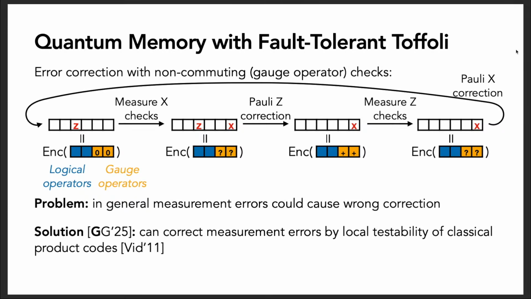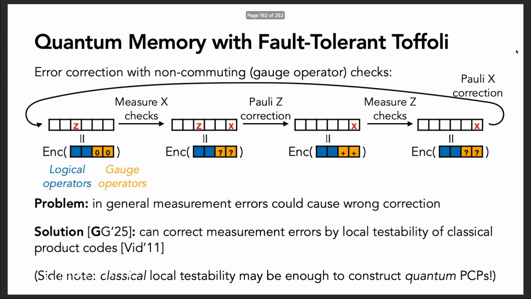Fortunately, we're able to solve this issue using an observation from a previous work with Venkat: because these classical multivariate polynomial evaluation codes are locally testable, like these classical product codes are locally testable, we can use classical local testability to correct any measurement errors that happen during our measurement of the X and Z checks. So by classical local testability of these underlying classical codes, our quantum error correction procedure is fault tolerant.